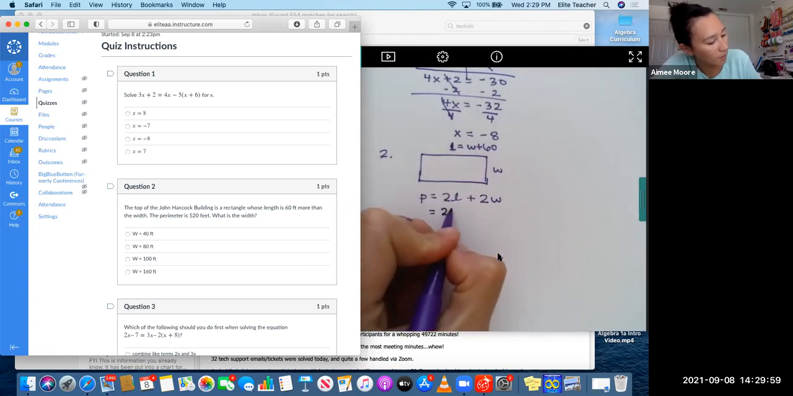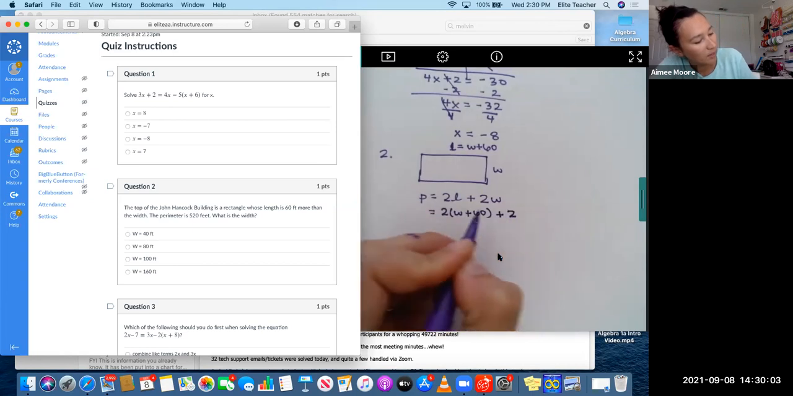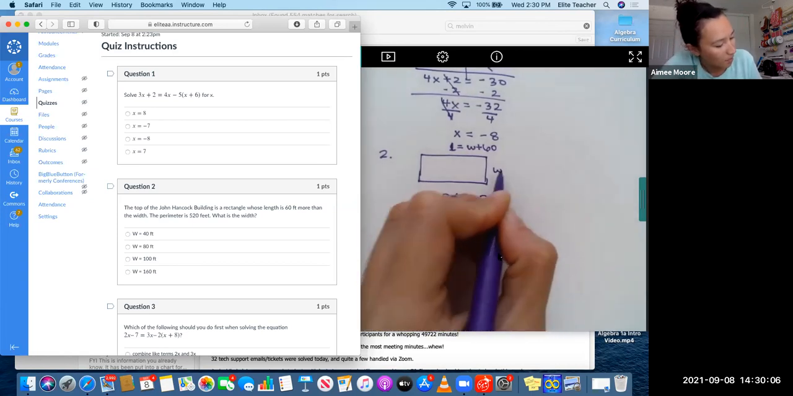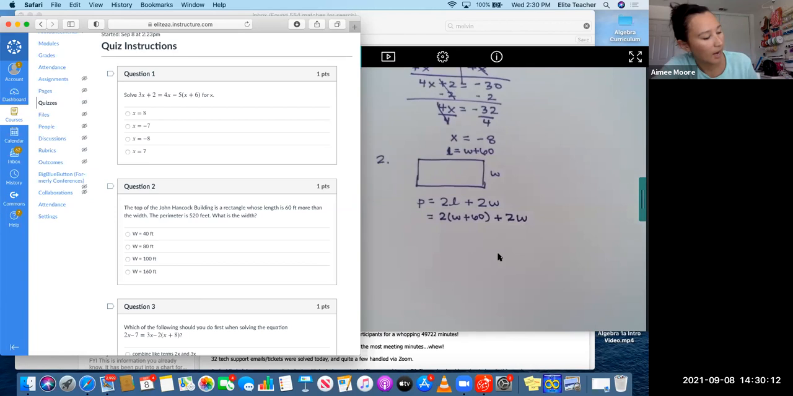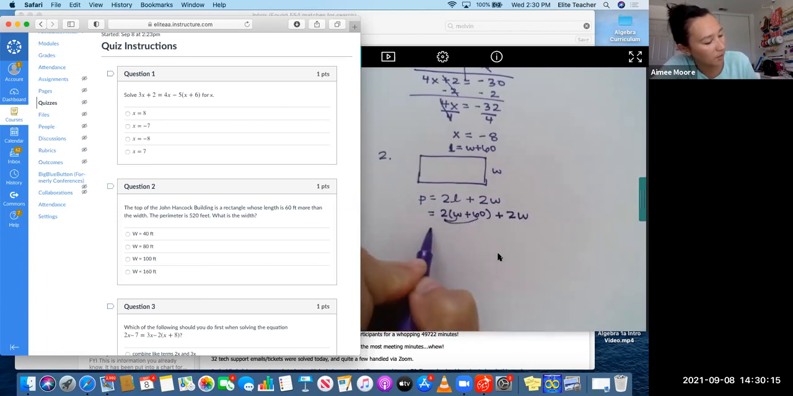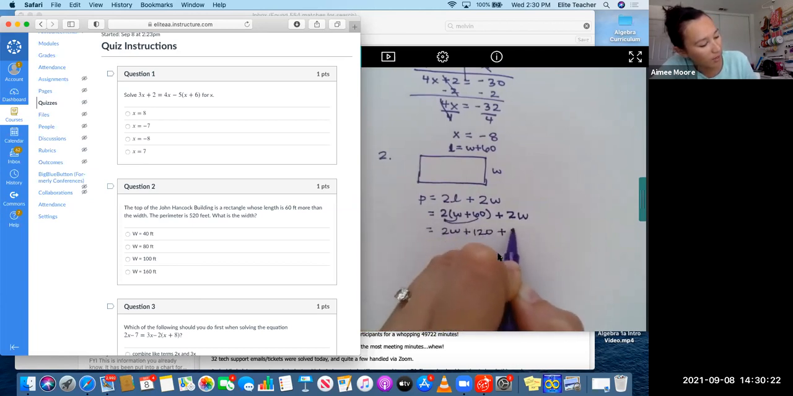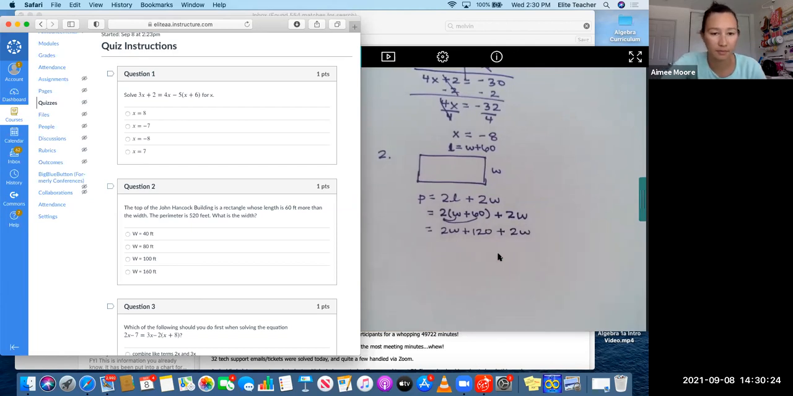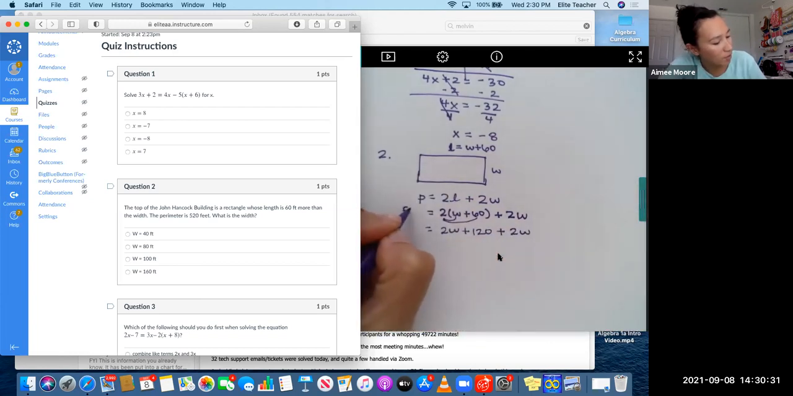So we have 2 times W plus 60 plus 2 times our width, which is W. And now we have to distribute. So 2 times W is 2W, 2 times 60 is 120, plus 2W. And we know what P is. They told us the perimeter is 520 feet.